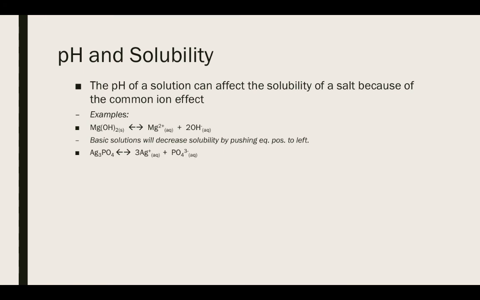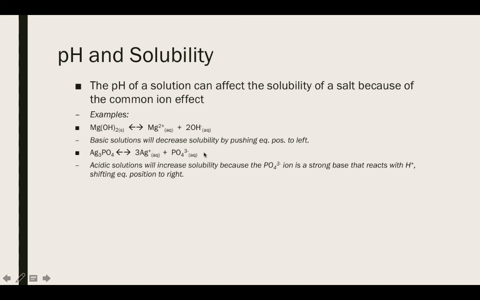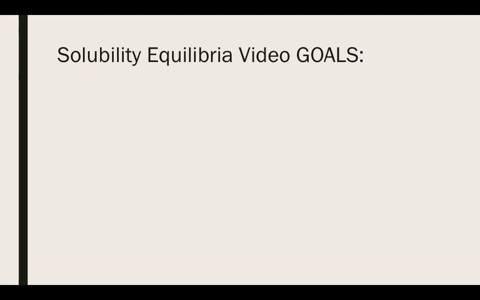On the other hand, consider the case of the dissolving of silver phosphate. Here, an acidic solution will actually increase the solubility because the H+ ions will be able to react with the phosphate ions to form HPO4 2-. This will actually cause the equilibrium position to shift to the right, and the solubility of silver phosphate will increase in acidic solution. That brings us to the end of this video.